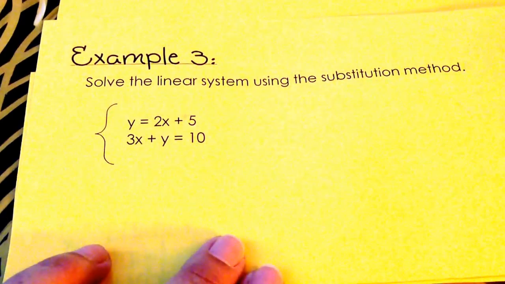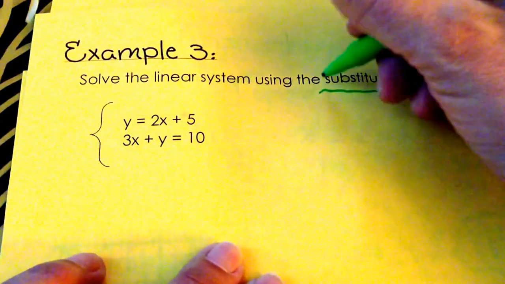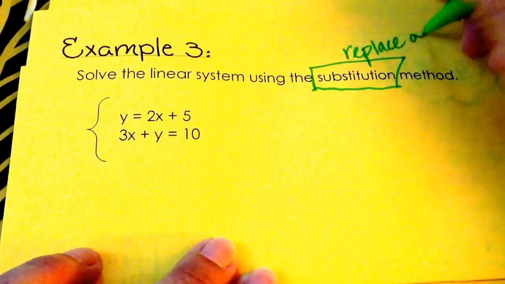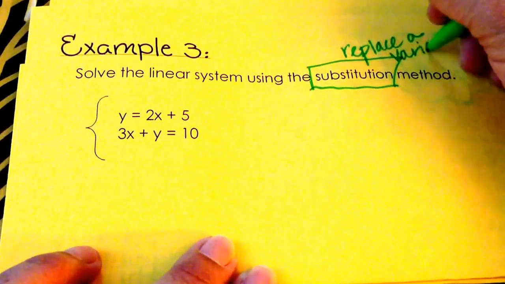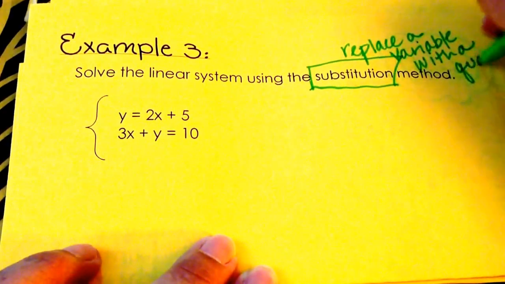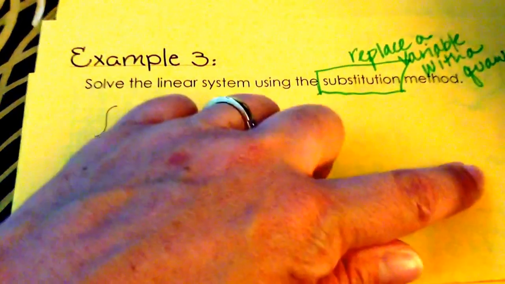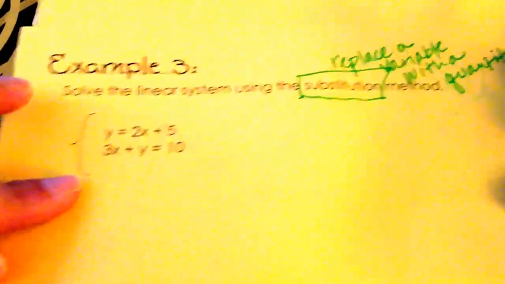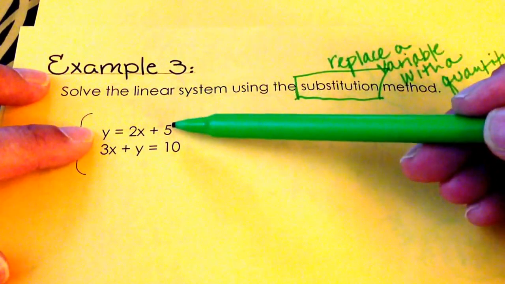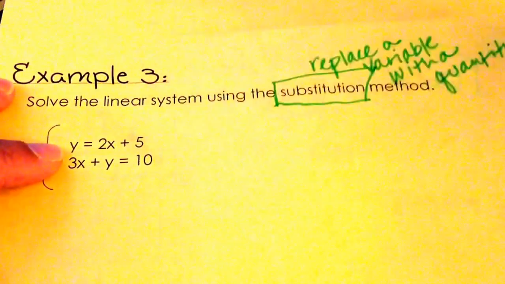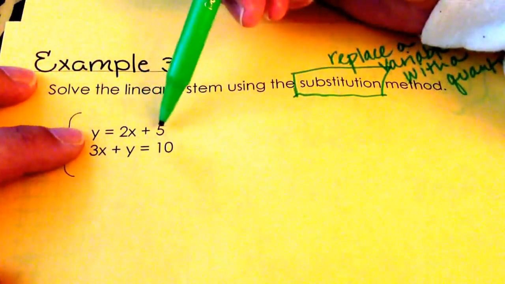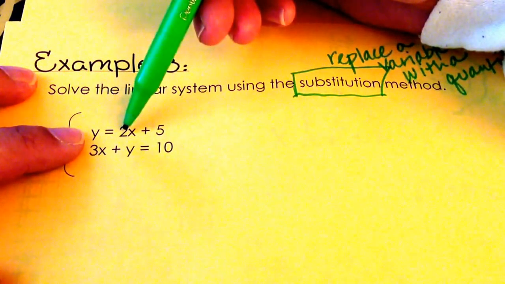Now, what I want to first point out is that when we're dealing with substitution, we want to replace a variable with a quantity. What I mean by that is we want to look at our two equations and see if there's some way I can use one of the equations and put the other one in terms of just one of the variables. Now, in this particular system of equations, it's actually y equals mx plus b. On a graph, this would start at 5 and have a slope of 2, or 2 over 1.